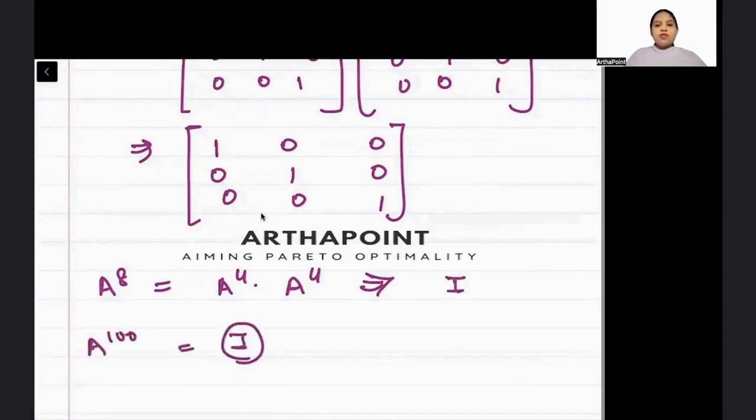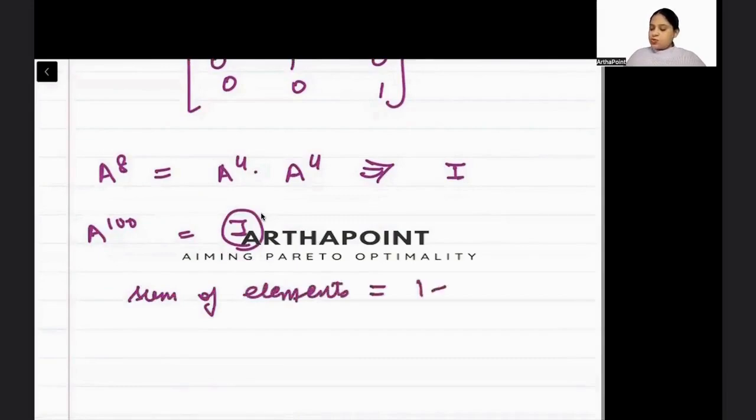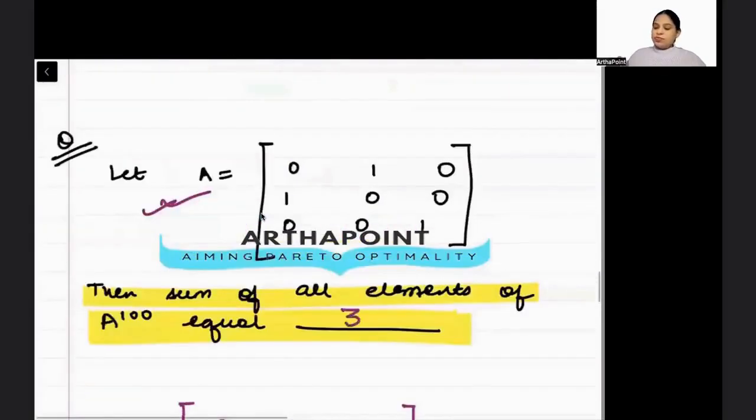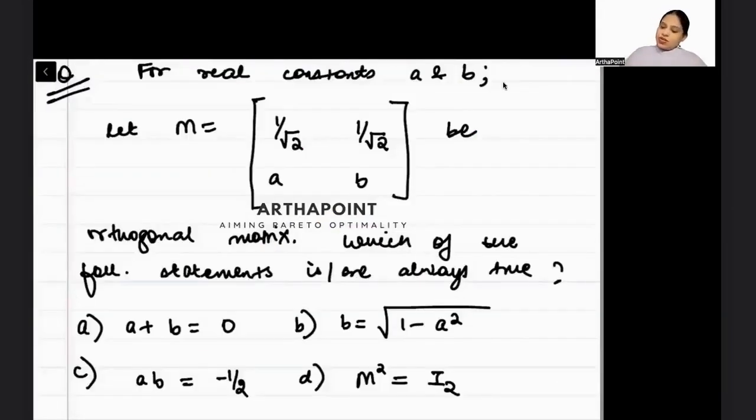So now you can do the sum of the elements. It will come out as 1 plus 1 plus 1, 3. So the sum of the elements will become 3. Okay, beta? Okay, bacha, thank you. Okay, beta, let us look at today's question.